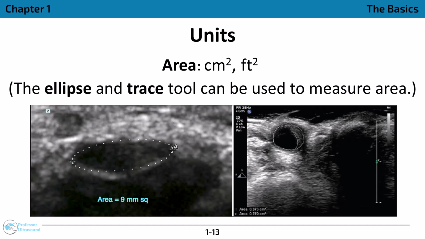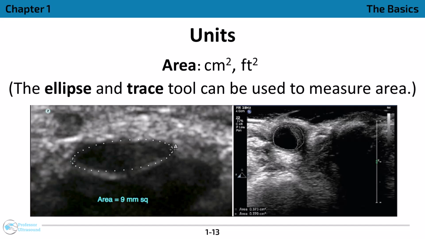In the image on the left, the trace tool measures a cyst with an area of 9 square millimeters. On the right, two measurements have been made in a stenotic blood vessel. The first represents the total vessel area, which is 0.373 square centimeters.